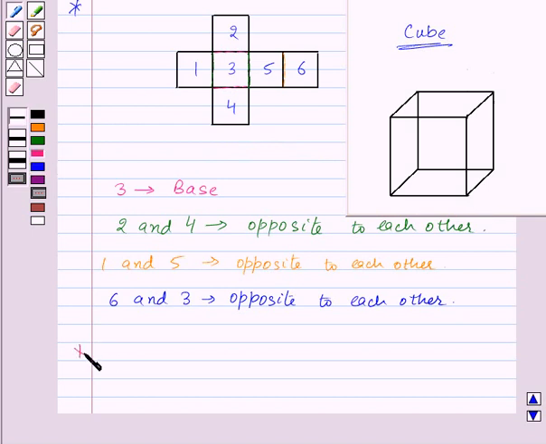Now, the same solid can have several types of nets. That is, to form a cube, we can also have nets in some other shape.